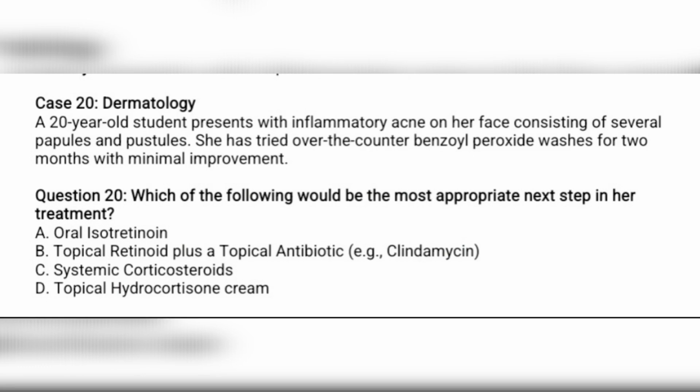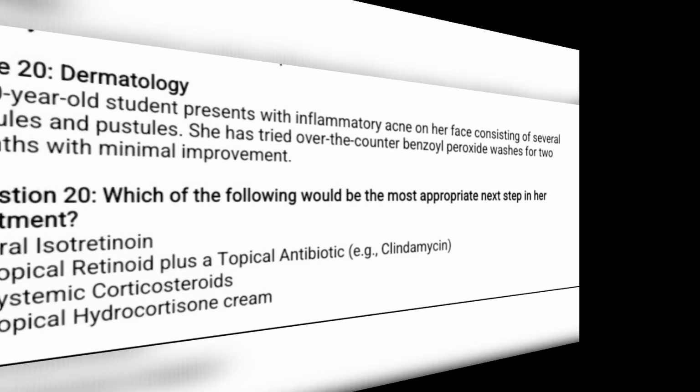Answer B. Topical retinoid plus a topical antibiotic, for example, clindamycin. Explanation. For inflammatory acne that fails to respond to single-agent OTC therapy, the recommended next step is combination topical therapy to target multiple causes of acne, such as inflammation and bacteria.